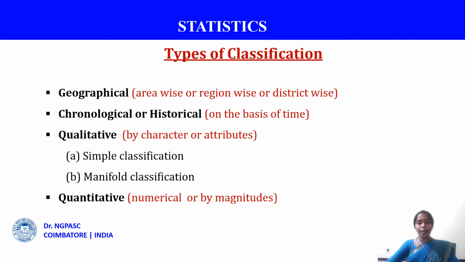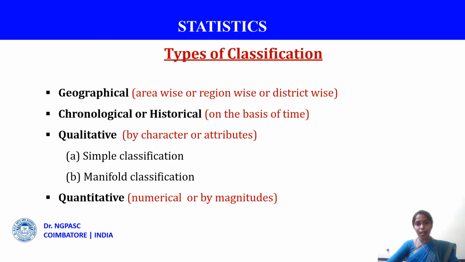So next one, types of classification. There are four major types of classification. First one is geographical, next one chronological, third one qualitative, and the last one is quantitative. As the name itself indicates, what is a geographical classification? Geographical, in the sense area wise or region wise or district wise, we are collecting the information, we are classifying. That is called geographical classification.